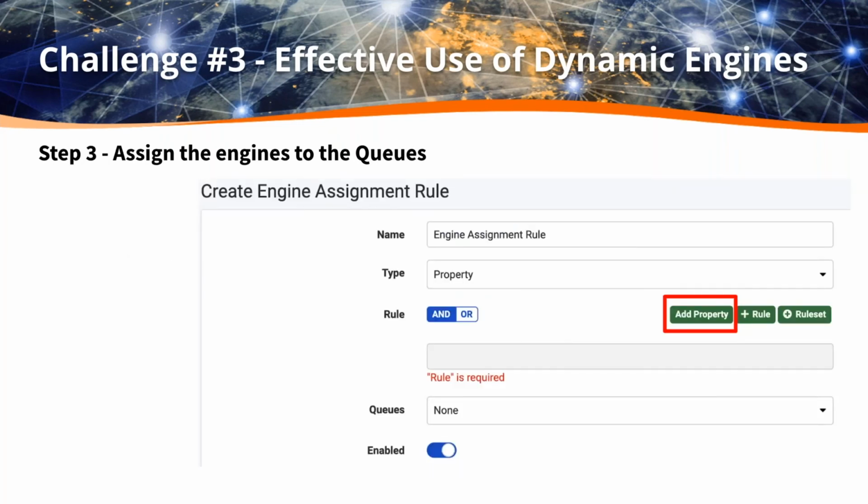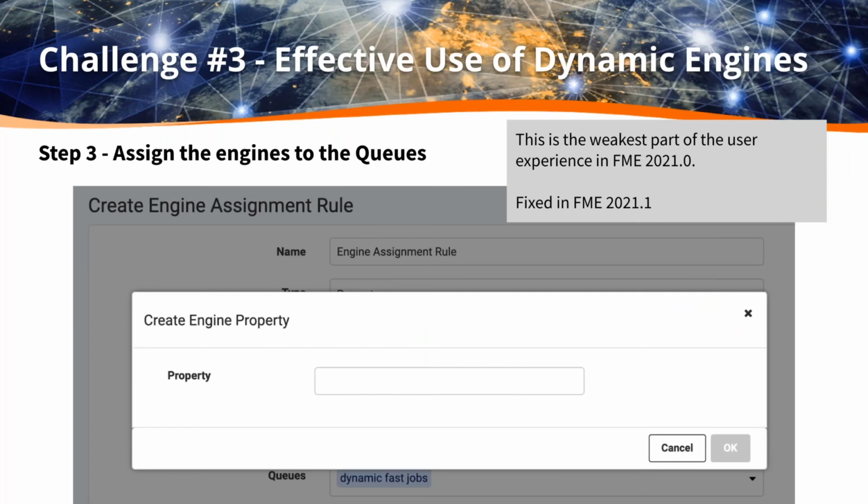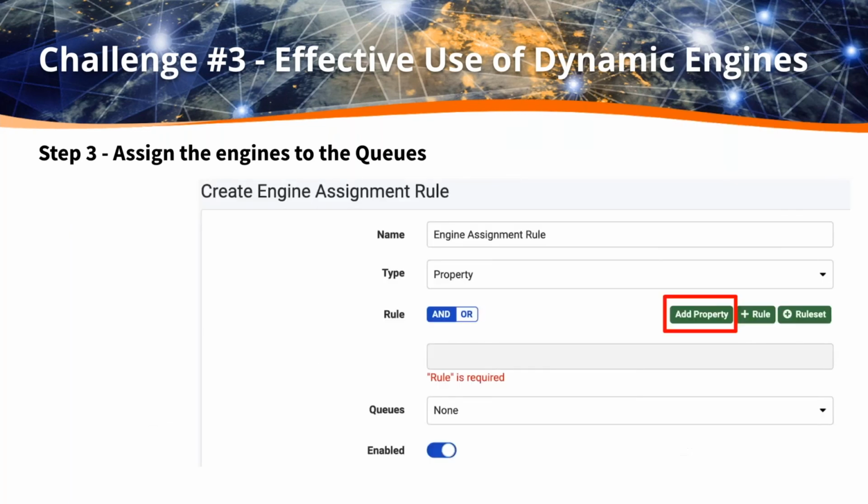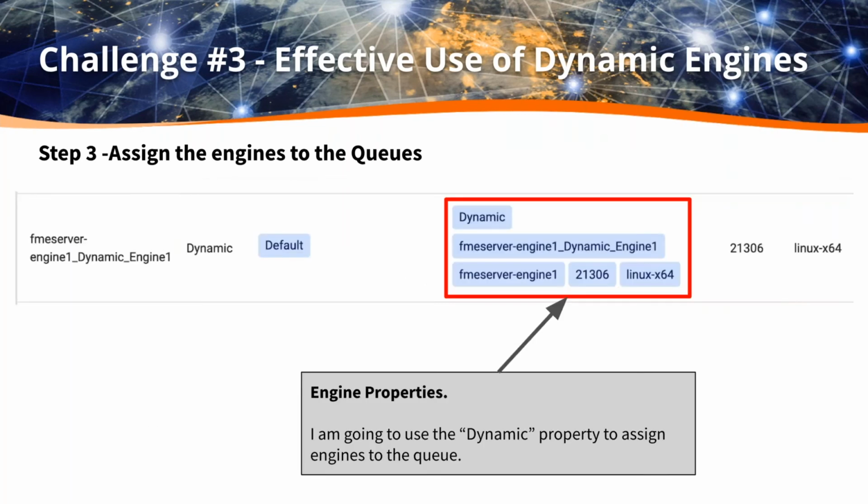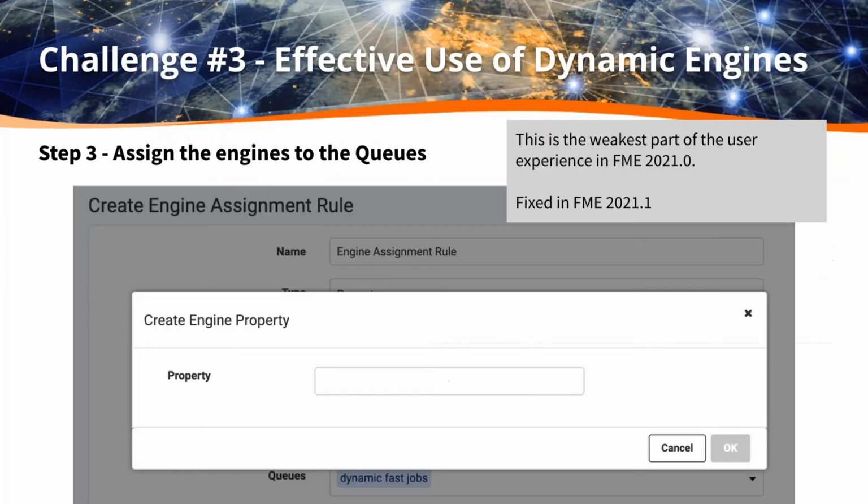I'm going to create an engine rule based on a property. And so I've got to click add property. And this is the weakest part of the experience in FME 2021.0. And this is where everybody gets confused. The problem is that it says create an engine property, and you're like, well, what does that even mean? What it means is you've got to go back here and pick from the engine properties you have available, and then you have to type it in.